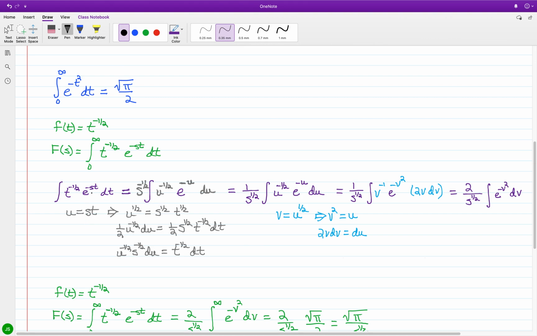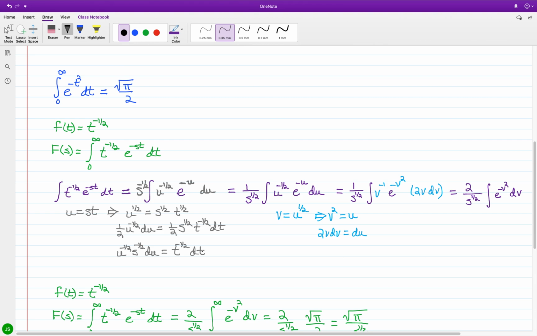Say I let u equal s times t, and then take the square root of the relation: u to the 1/2 is equal to s to the 1/2 times t to the 1/2. Taking the differential on both sides, I have 1/2 times u to the negative 1/2 du, and with respect to t, I have 1/2 times s to the 1/2, and t drops to the negative 1/2 power. So we have u to the negative 1/2 times s to the negative 1/2 du is equal to t to the negative 1/2 dt.